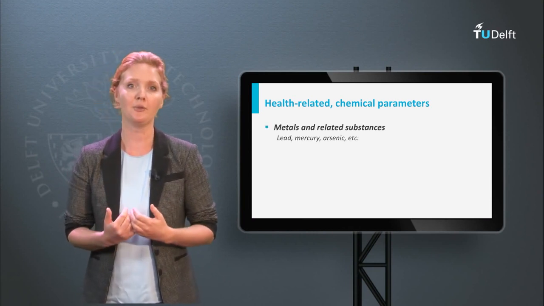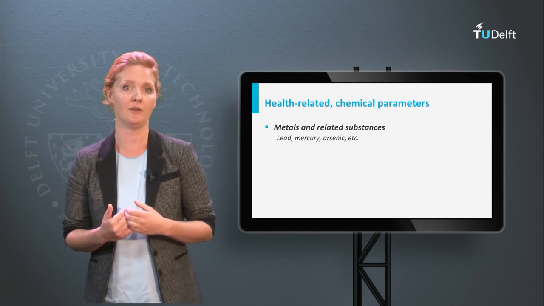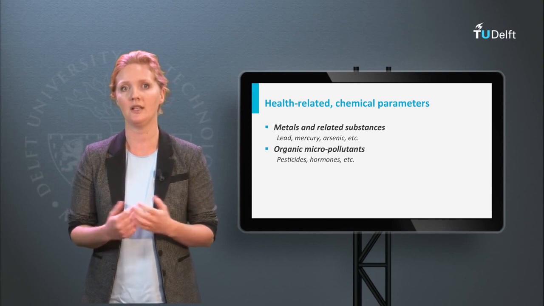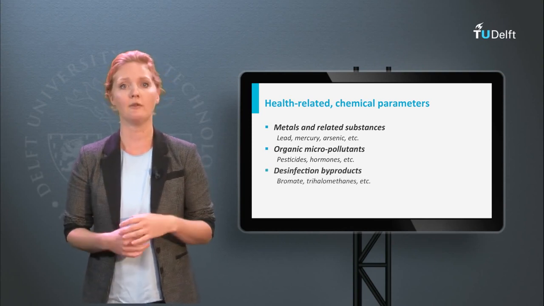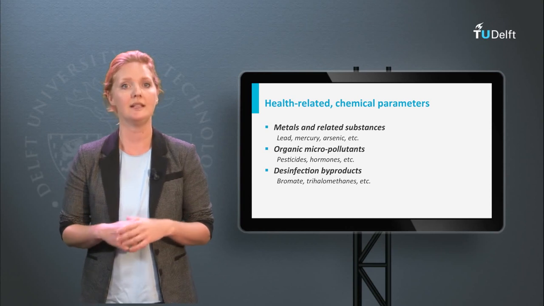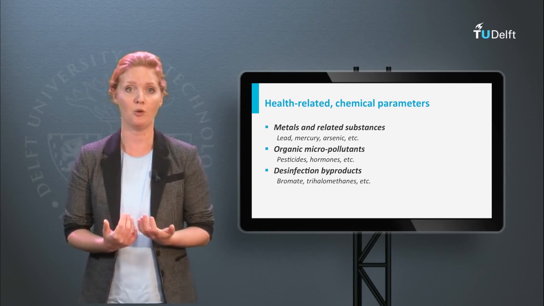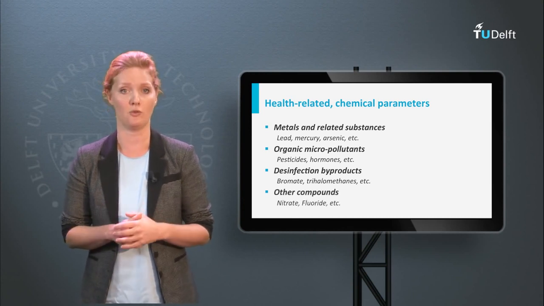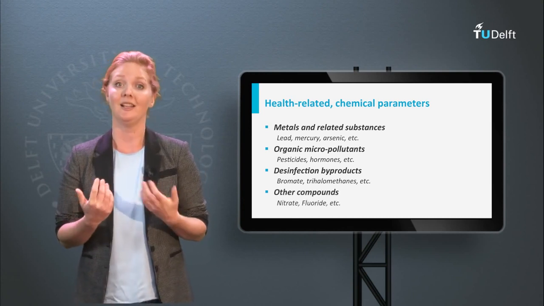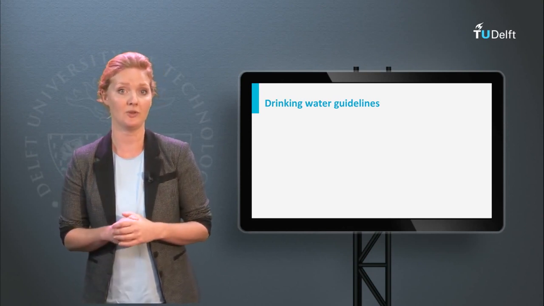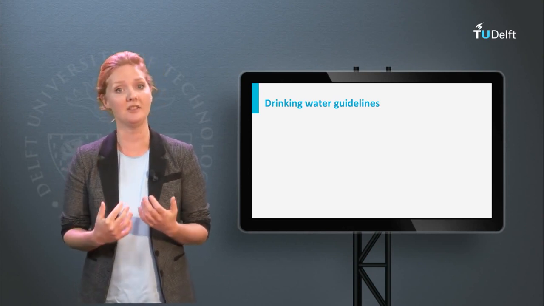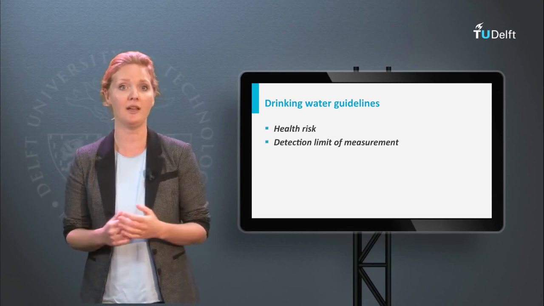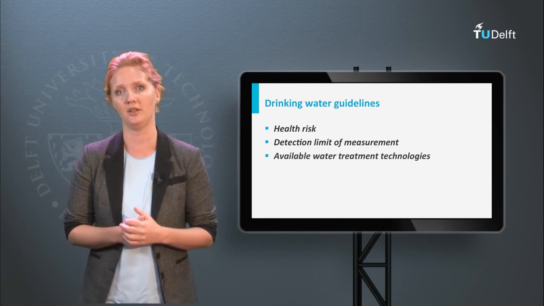The long list of health-related chemical constituents can be divided roughly into metals and related substances, such as lead, mercury, arsenic, organic micropollutants, for example pesticides and hormones, disinfection byproducts, such as bromate or trihalomethanes, and other compounds, which include nitrate and fluoride. Well, guidelines for the maximum allowable concentration exist for these substances based on considerations such as health impact, detection limit of the measuring device, or the available removal technologies.